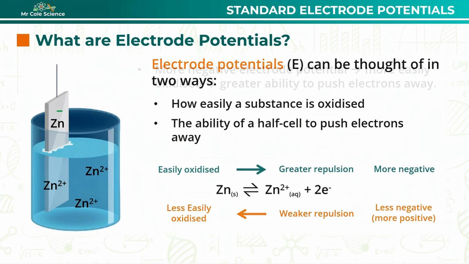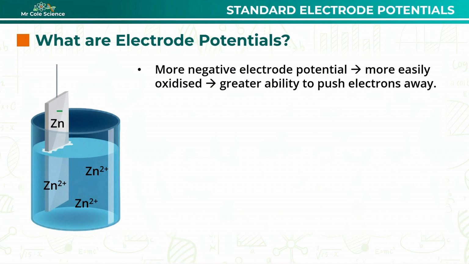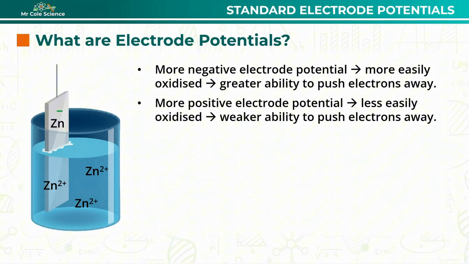So the more negative an electrode potential is, the more easily that substance is oxidized, and the greater the ability of that half cell to push electrons away. And the more positive an electrode potential is, the less easily a substance is oxidized, and so the weaker the ability of that half cell to push electrons away.